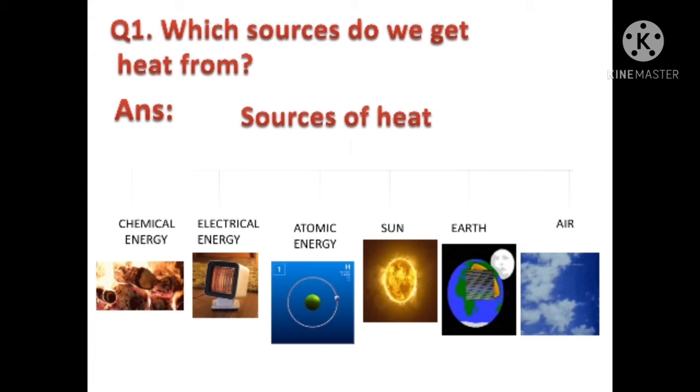Now, the next topic we are going to study is sources of heat. So students, what are the sources of heat? First, do you know the meaning of sources? See students, here sources means the things from which you will get heat. So, let's see the sources one by one from which we will get heat.